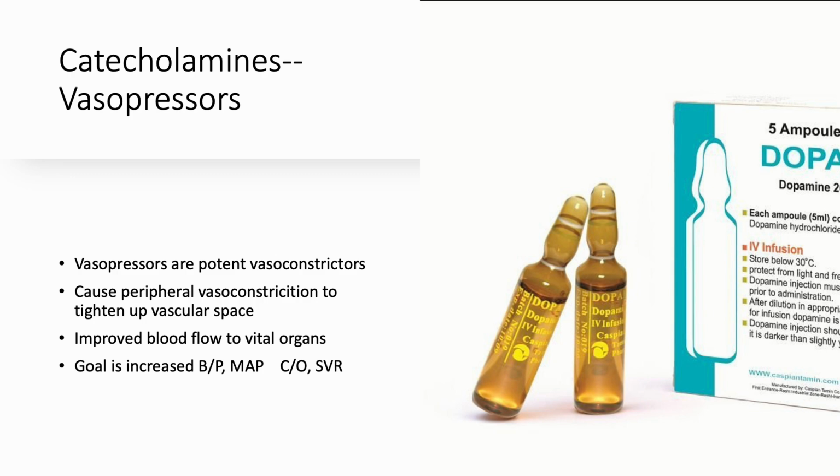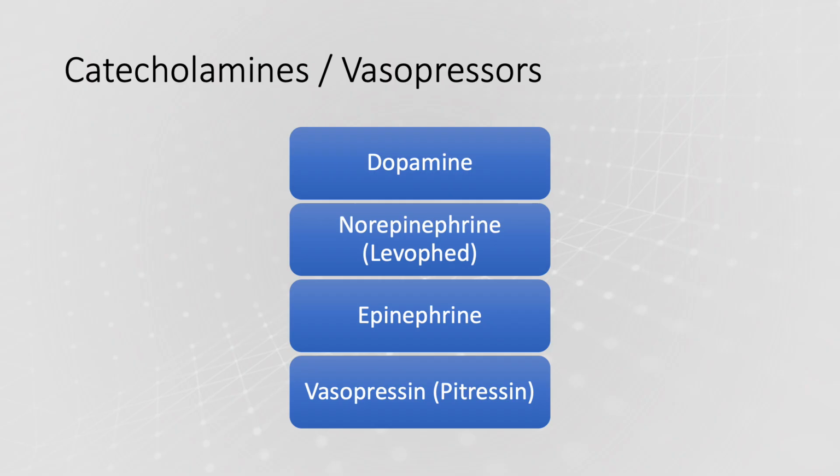The goal for administering vasopressors is to increase your blood pressure, achieve a MAP greater than 65, and improve your cardiac output and systemic vascular resistance, which are essential for maintaining an effective circulation during shock. So here is a list of common catecholamines and vasopressors used in shock management. Each of these medications acts to increase blood pressure and support your circulation by causing vasoconstriction.